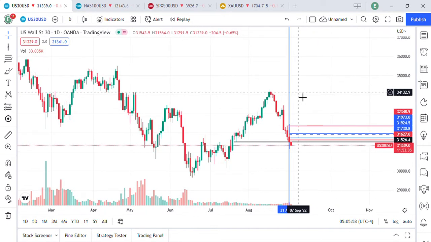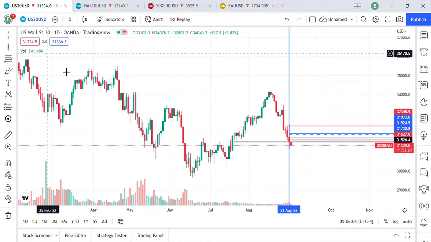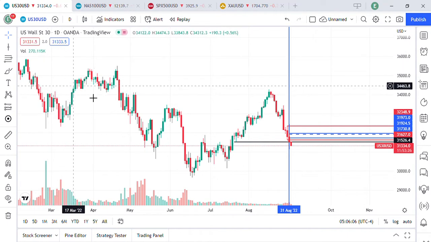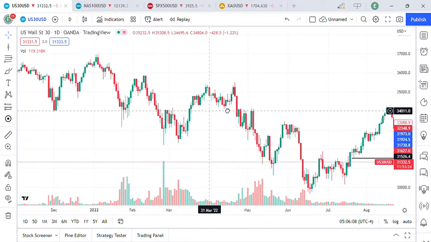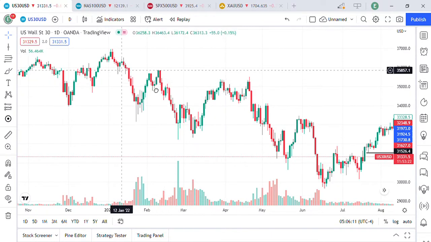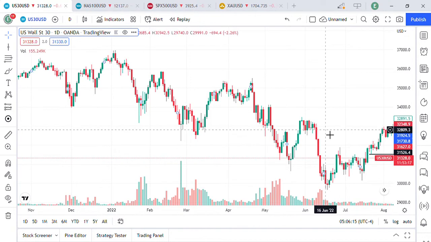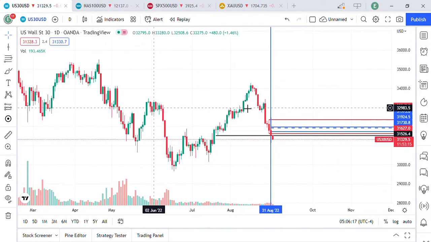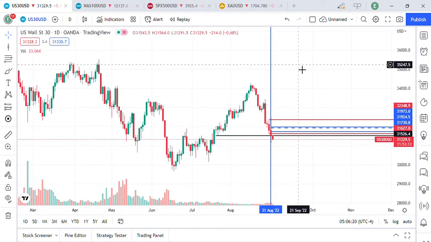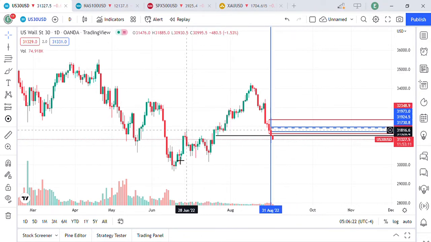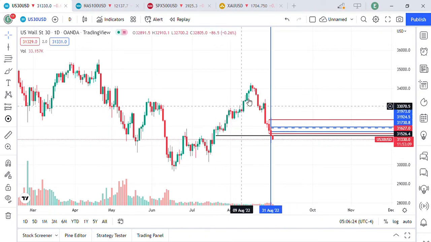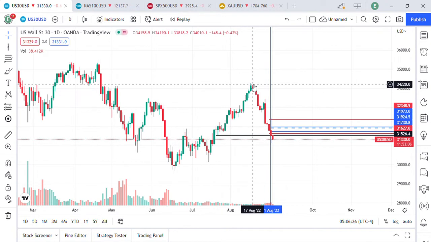So guys, I'm looking at the US30 over here. This is the daily time frame, and it's currently bearish, as you can see. Right here, it's just done retracing, and it's pushing down.